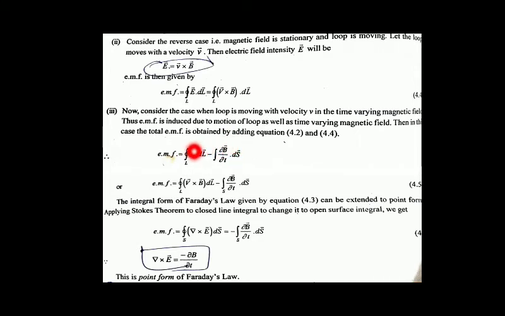Okay, so we can also put in the value of E here: the integral of v cross B dot dl minus the surface integration of dB by dt ds.